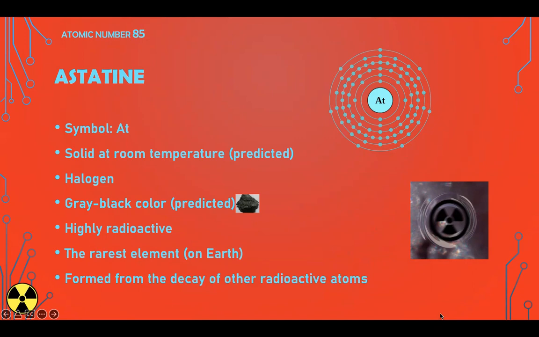Astatine is formed from the decay of other radioactive elements like neptunium and uranium. Astatine has a grayish black color because as you go down in the periodic table, the halogens start to get much darker. So it's predicted that astatine will also kind of follow this trend. Astatine currently has no uses.